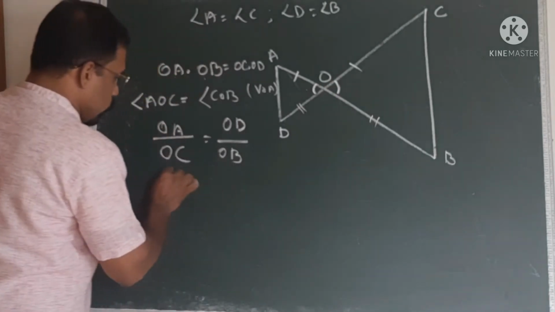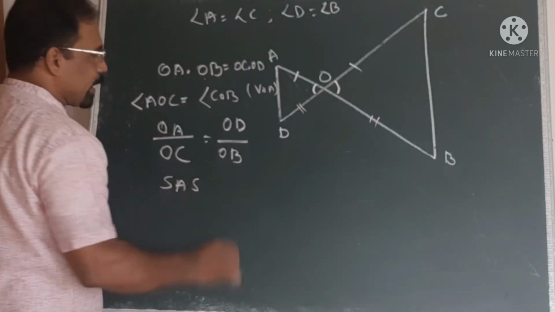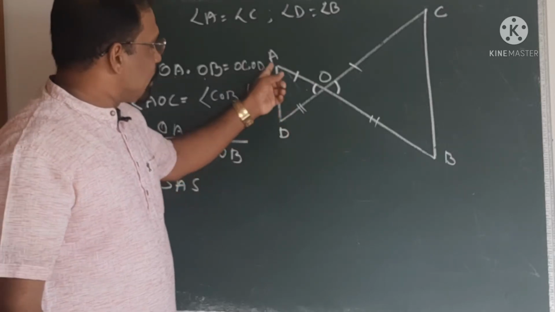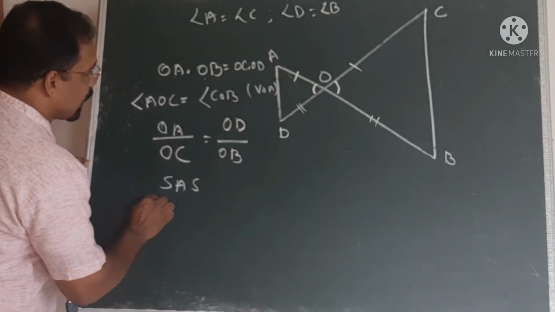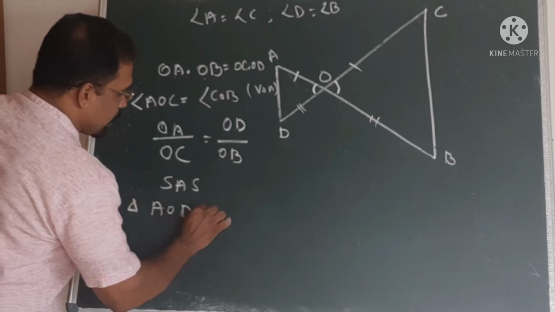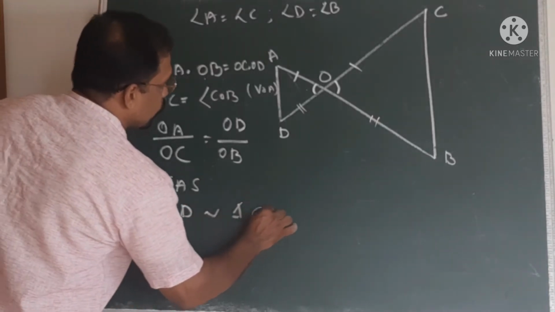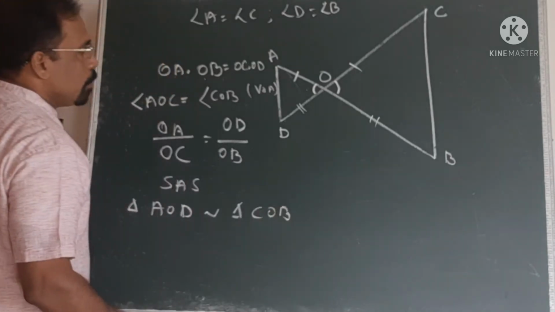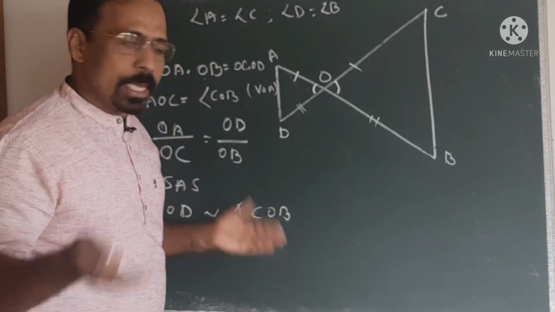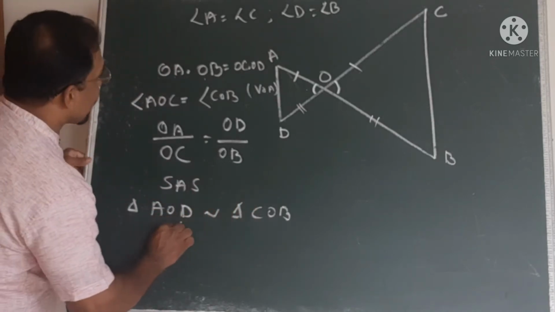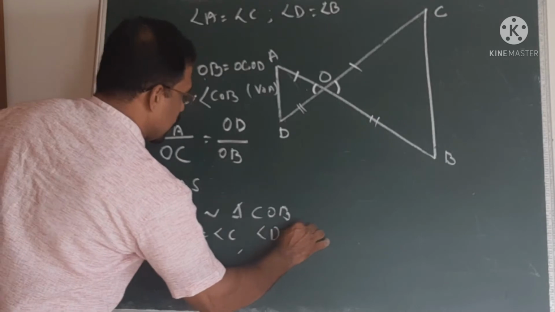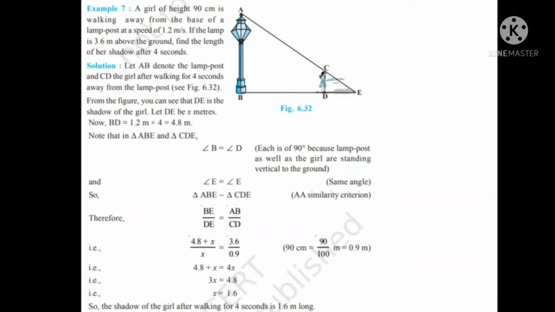So according to SAS criteria, side angle side criteria, we can say that triangle AOD is similar to triangle COB. If they are similar, then their corresponding angles will also be equal. Then we can say angle A is equal to angle C and angle D is equal to angle B.